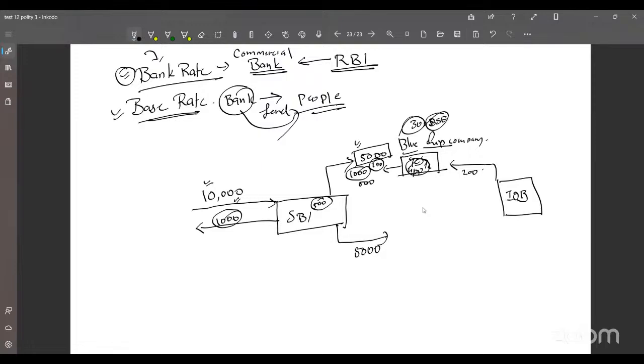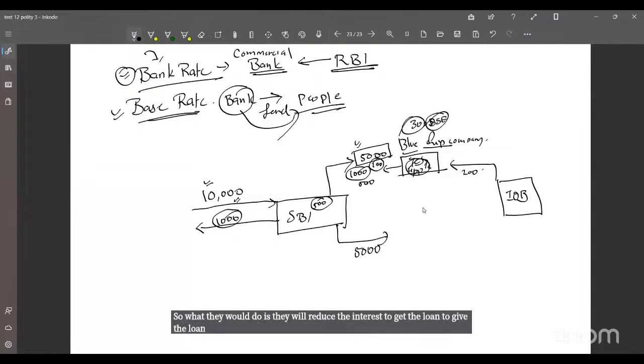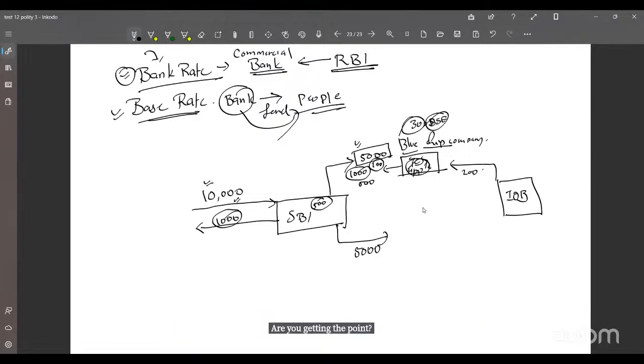So what they would do is they will reduce the interest to give the loan. They will come forward and give the loan by reducing the interest. Are you getting the point? புரியுதுங்களா என்ன நடக்குது இந்த இடத்துல அப்படின்னு சொல்லிட்டு? Now the money which they forgo here, இந்த இடத்துல விட்டு கொடுத்துட்டாங்களே பணத்தை, அது எங்க சம்பாதிப்பாங்க? இந்த 5000 ரூபாய் வச்சுதான் சம்பாதிக்க முடியும். Are you getting the point? புரியுதா? So இந்த 5000 ரூபாய் யார் கொடுப்பாங்க?